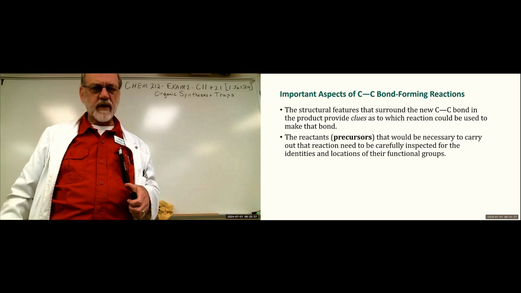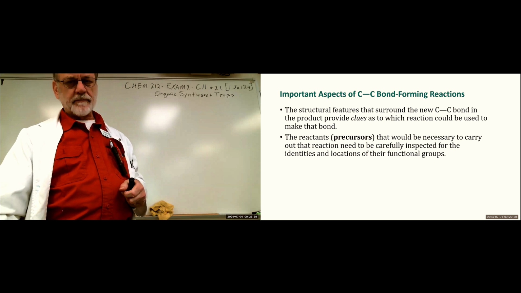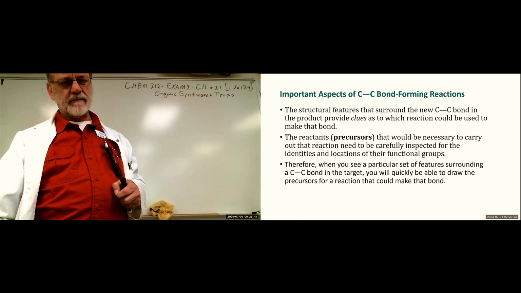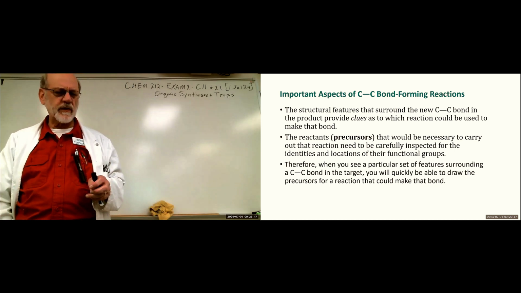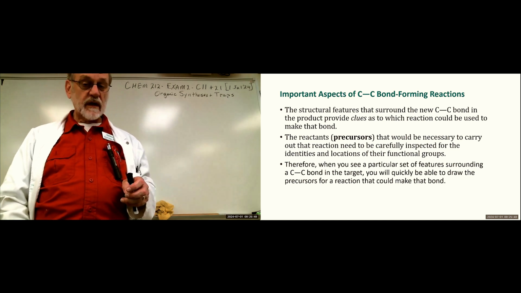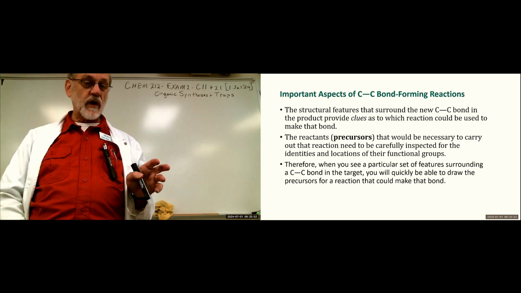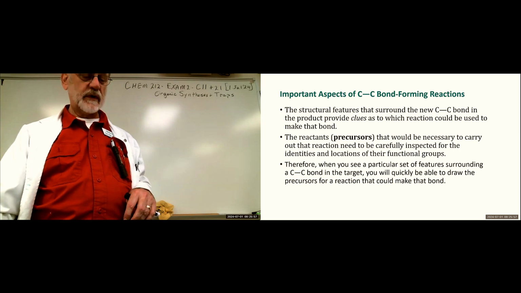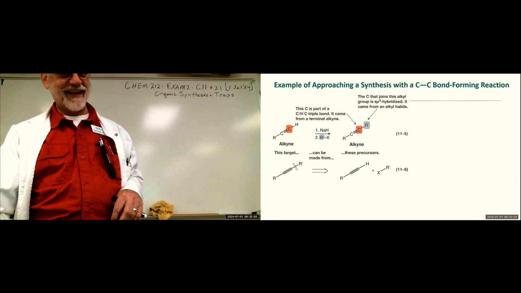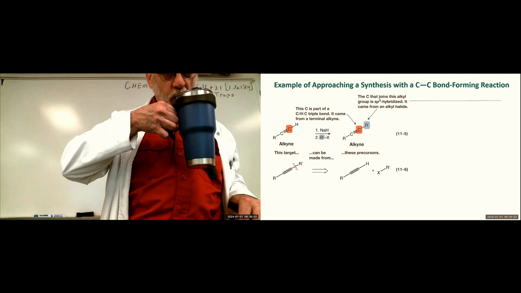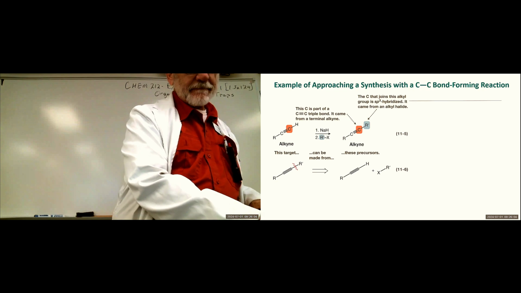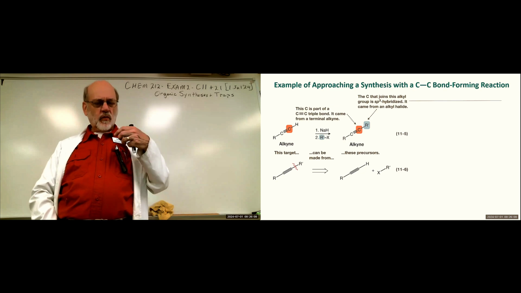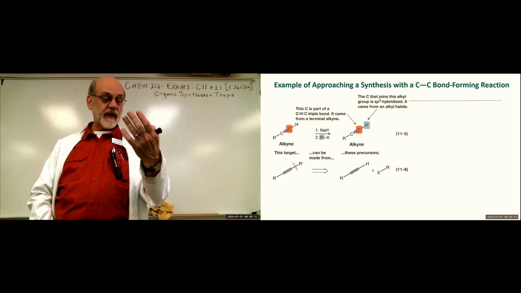Okay, the reactants we call precursors. When you see a particular set of features surrounding the carbon-carbon bond in the target, you'll usually be able to draw the precursors for a reaction that would make that bond with practice. So, as an example, we already know that this reaction is going to give us that product.